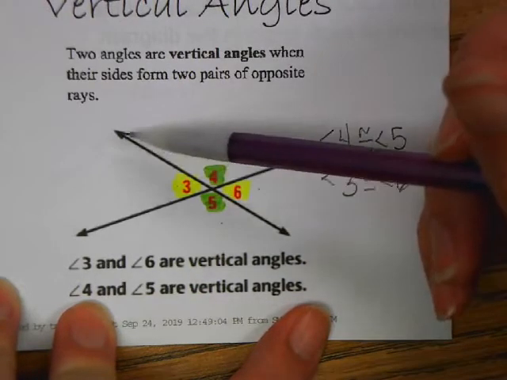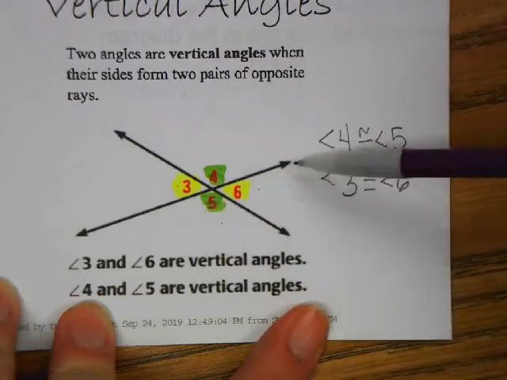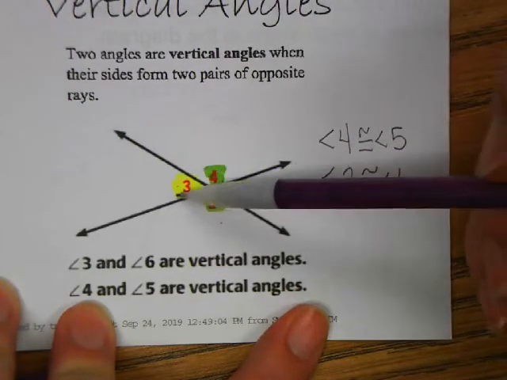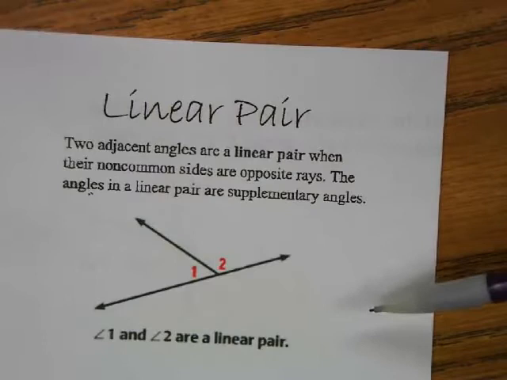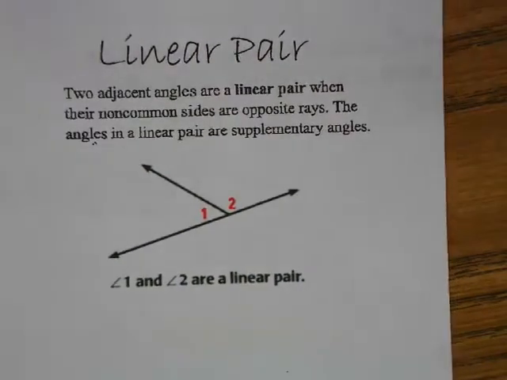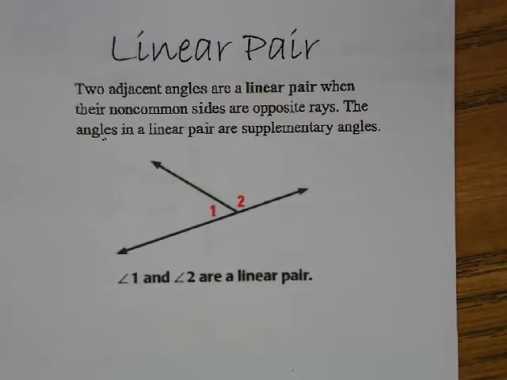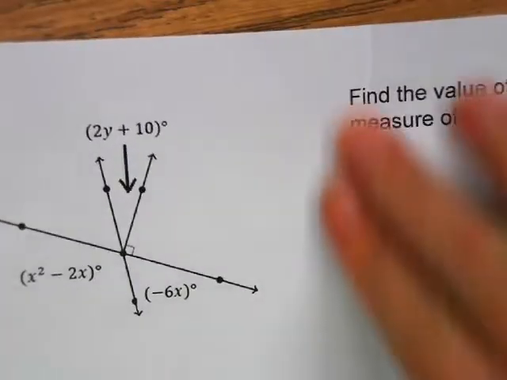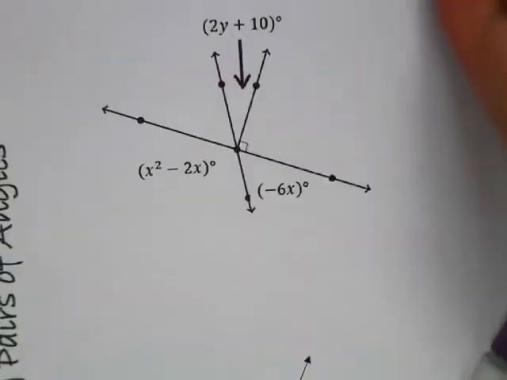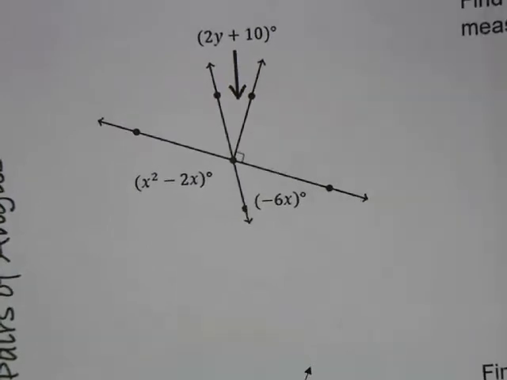So again, take a look at the angles that are formed by intersecting lines. You can identify the angles that are vertical and understand that those angles are congruent. So vertical angles are congruent, and then you have linear pair, which is adjacent angles that are also supplementary. All right, so let's take a look at a couple of examples for today. So here's our first diagram. We need to find the value of x and y, then find the measure of each angle in the diagram.